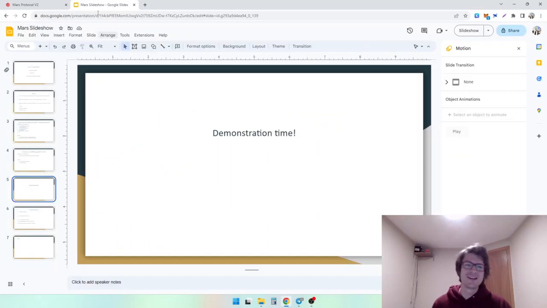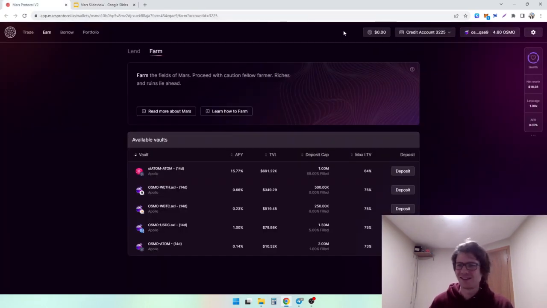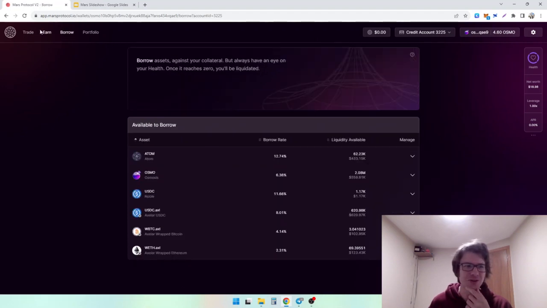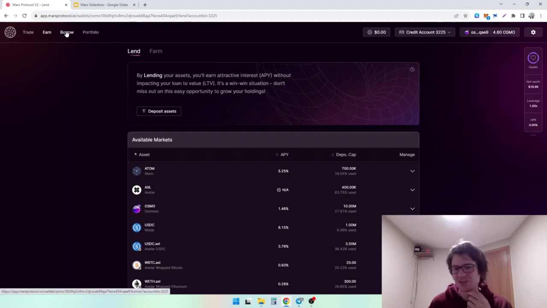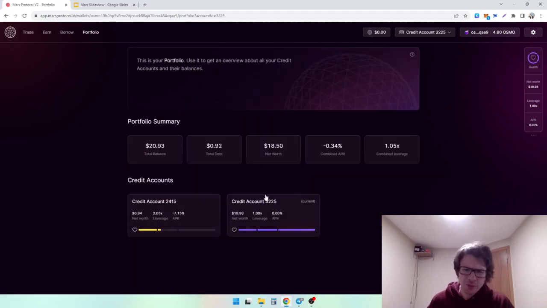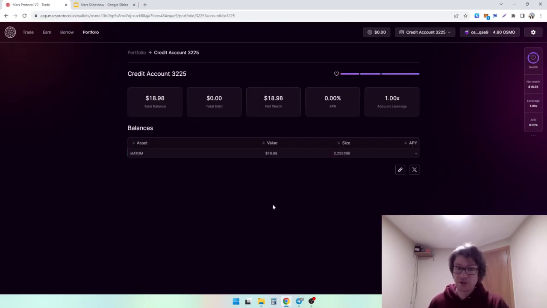Okay, so this is the slideshow part. Now let's get into the demonstration part. All right, so here is Mars Protocol version 2. And obviously it's sleek, it's gorgeous, it's responsive, it's data rich. I really love it. I have a lot of fun with it. So let's see, what do we have here? All right, my portfolio, I've got this credit account. Let's take a look. So I've got stATOM in my credit account, and it's worth about $20.